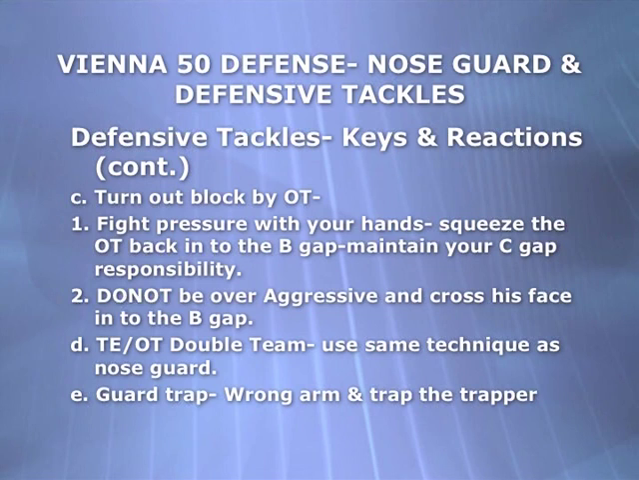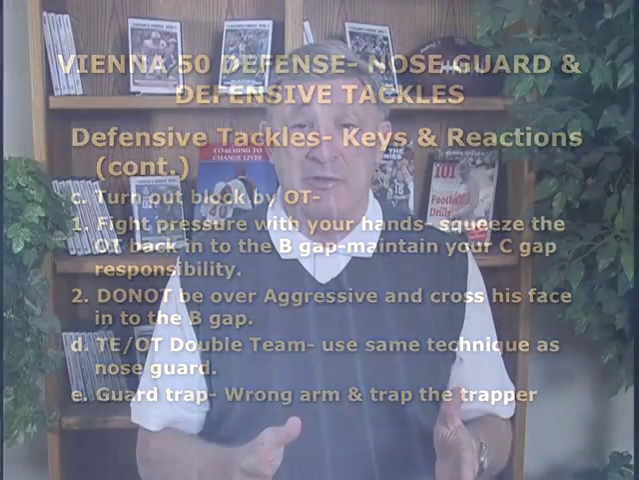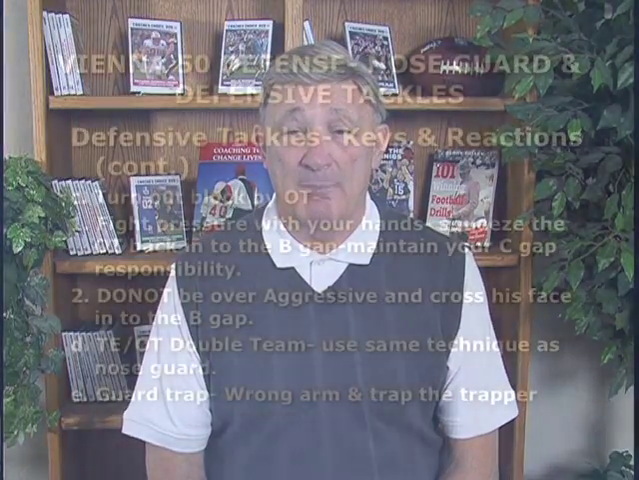Another problem we have to really work hard on with our kids is do not be over aggressive and cross his face into the B gap, which a lot of the young kids will do. They'll see the ball going in there, they will go into the B gap, they will leave their C gap, which is their responsibility, and the ball will bounce out to where they should be.